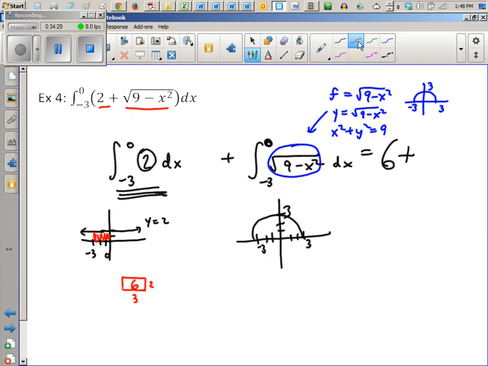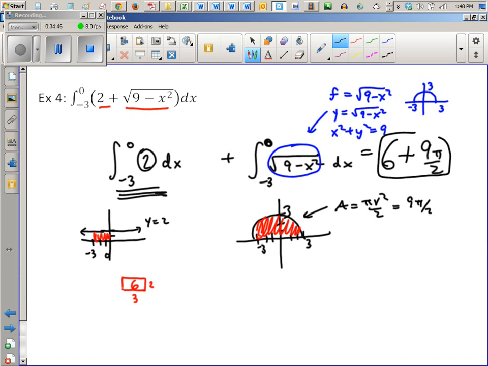Right? So if you want the area of a semicircle, just use pi r squared over 2. So it's just going to be area equals pi r squared over 2. Radius is 3, so 9 pi over 2 is your area there. And this one is done. You could put it in decimal if you like. Okay, let's look at another one.